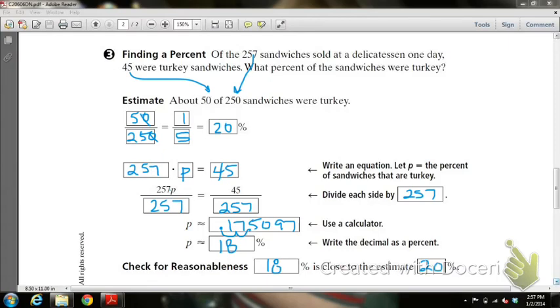Alright, so for the quick check, you're going to take these 3 problems here, and you're going to try to find the missing part. So you're either going to find the missing percent, the missing total, or the missing part. And you can use the equations, or you can use the proportion method from the last section if you'd like to do that too. Okay, so pause the video, try those quick checks, and we'll check your work in class.